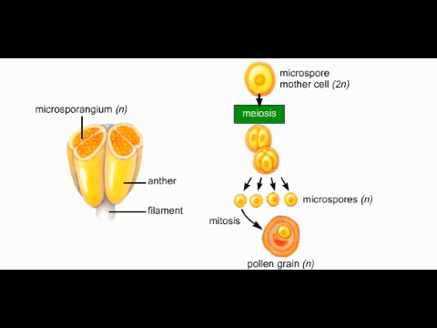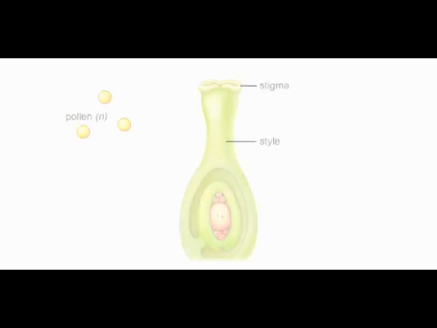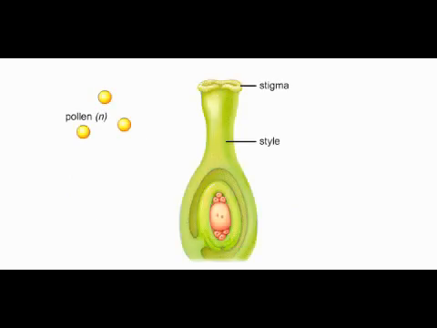The pollen grain contains 2 haploid nuclei. One is the generative nucleus, the other is the tube nucleus. The generative nucleus will divide by mitosis to form 2 sperm nuclei. The tube nucleus will form the pollen tube that will grow down the style towards the ovule. The stage has now been set for pollination. Drag a pollen grain to the receptive stigma to see what happens next.